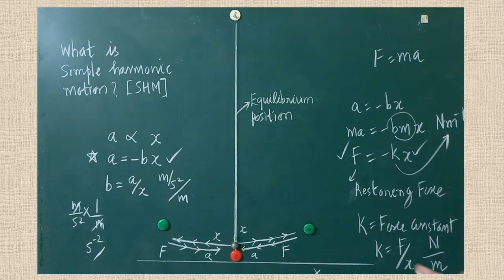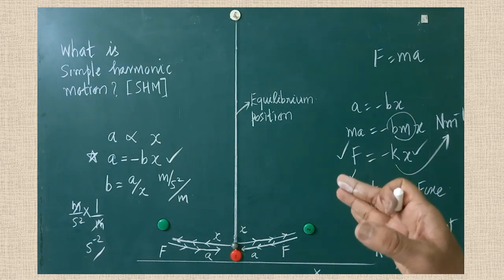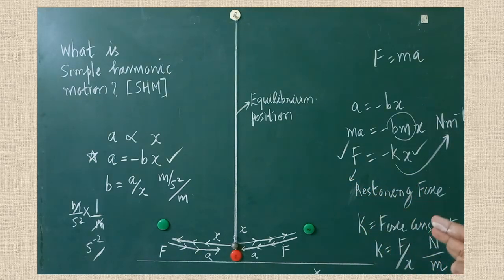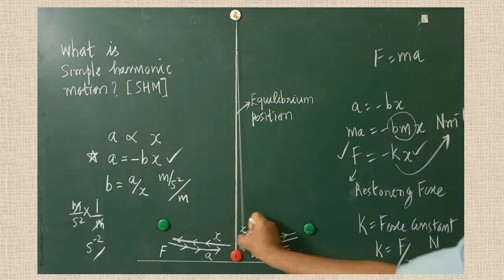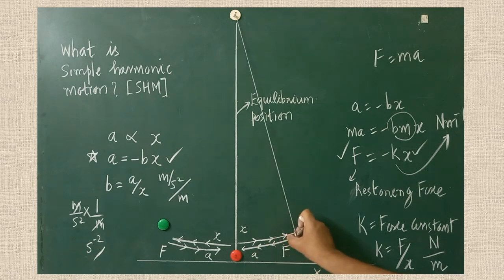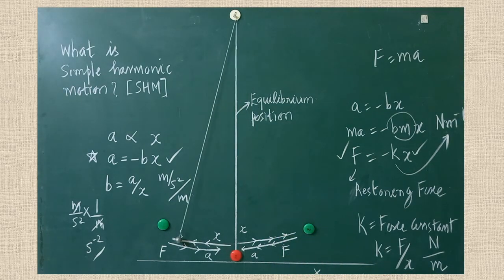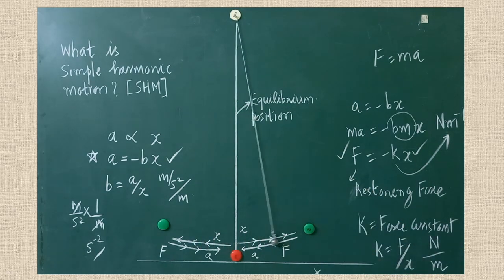And in the meantime, it has to go across the mean position each and every time. If it goes to the left extreme end, again it has to come back towards the equilibrium position. Again it has to go across the equilibrium position. Again it has to go to the right extreme. So each and every time it crosses the mean position. Such kind of movement is called simple harmonic motion. So the motion of the pendulum is the best example for simple harmonic motion. Understood?